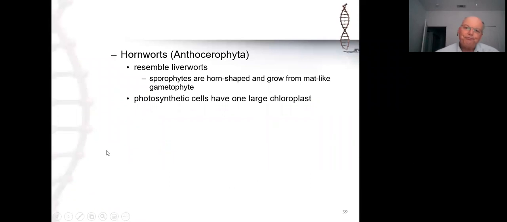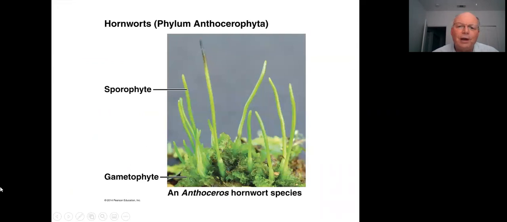Hornworts, again, look a little bit more like liverworts than mosses. The reason why they're called hornworts is because the sporophyte has the appearance of a horn-like arrangement with the sporangium located at the top. So this is a developing sporangium on the tip of the sporophyte, and it will produce the spores that get released into the environment to become the new gametophytes that become the next generation of hornworts.